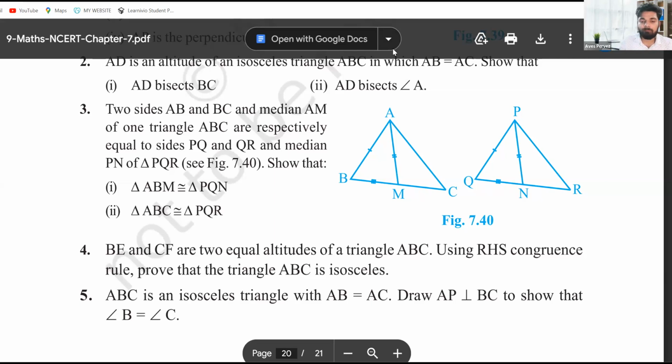Are you solving? Alvina? Yes, sir. Sir, I'm not able to do it. This is simple. Let me help you. Okay, wait a minute.